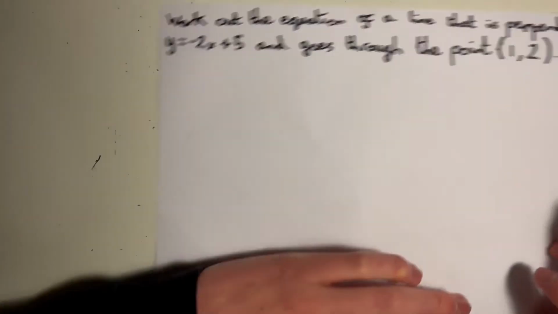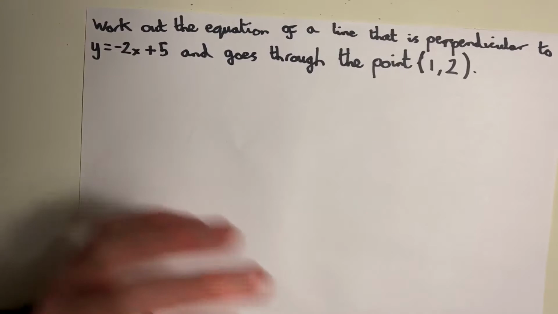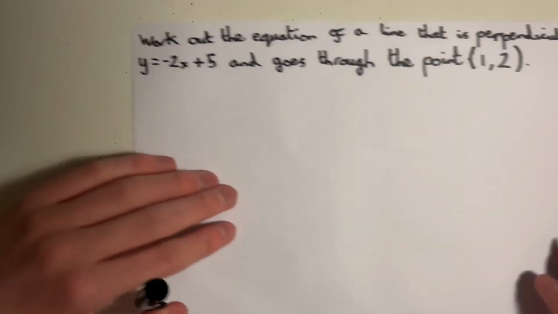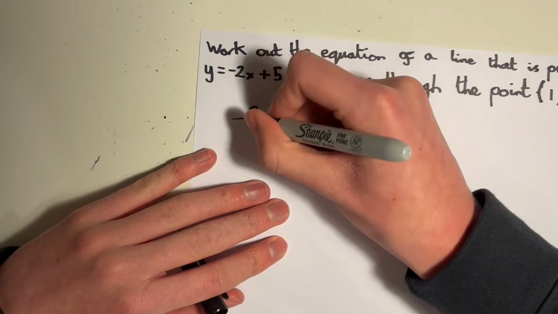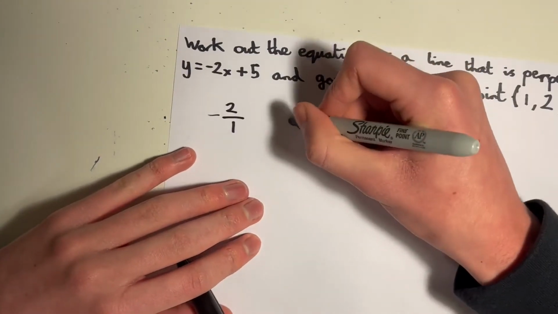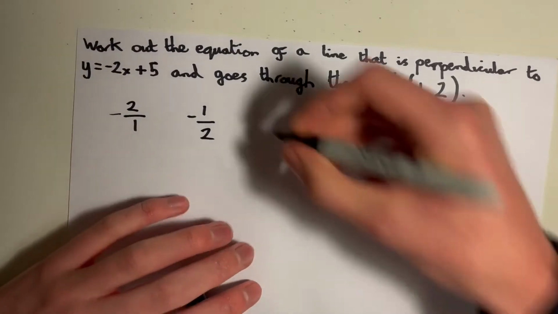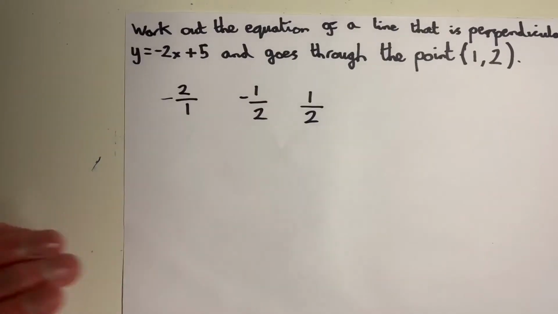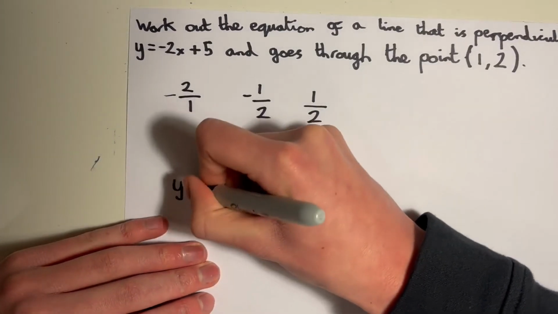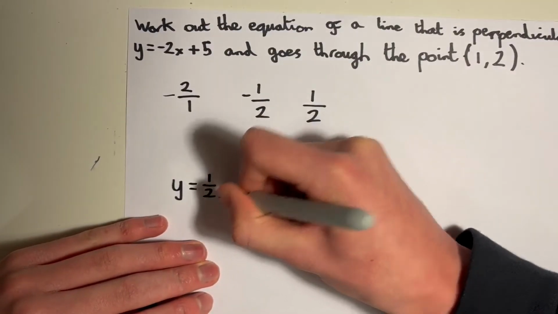We're coming at you. So because it's perpendicular to this line, we know that its gradient must be the negative reciprocal. So minus 2 is the same as minus 2 over 1. So we flip the fraction to get minus a half, and then change the sign. So instead of minus a half, it's just positive a half. So the gradient is a half. You can write it as 0.5 or whatever.